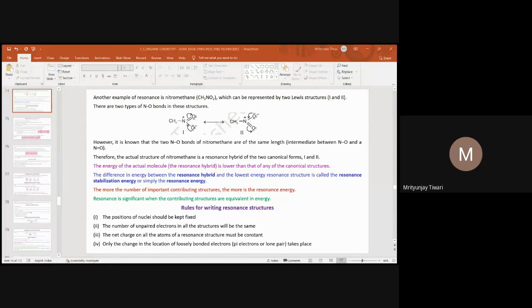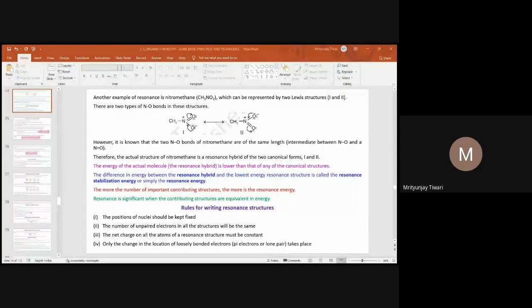And because the positions of the pi electrons and lone pairs vary, you may see the separation of charges in different resonating structures, particularly if a lone pair takes part in the resonance structure formation. You will see the appearance of a positive charge as well as a negative charge. Those things we'll see later on.